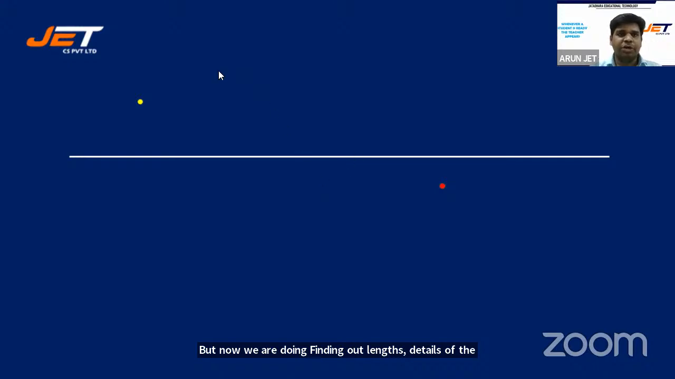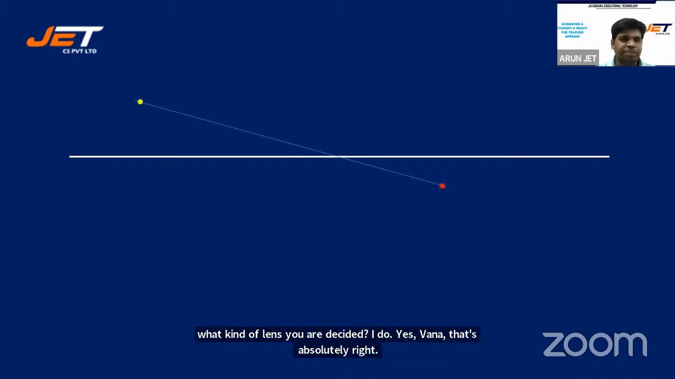So what I do, I join object and image. Now this line is going undeviated. This line joining object and image, where it cuts the principal axis, is nothing but the position of the lens. But what kind of lens have you decided? Everyone is saying convex. Yes, Bhavna, that's absolutely right. You caught the thought process.